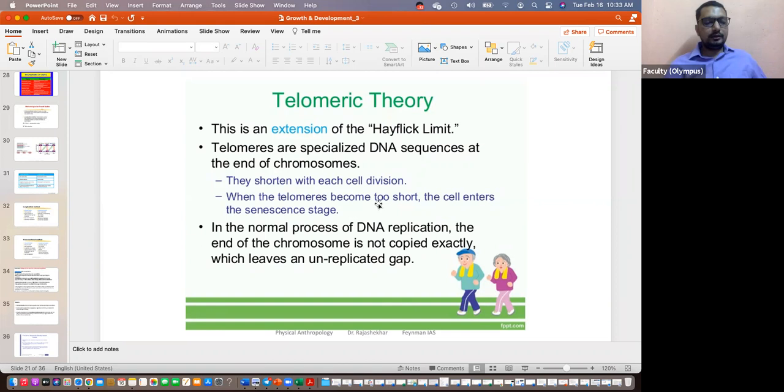Why? Because they normally say the ends of the telomeres are important for the stability of the chromosomes. So when telomeres are gone, the stability of the chromosome is also lost. The ends of the telomeres are also lost.